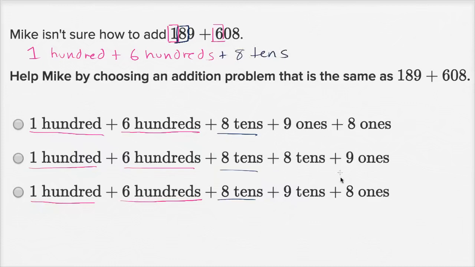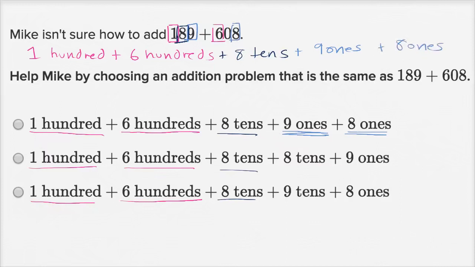Well, this is where they all start to be a little bit different. So let's go one by one. So this next one has 9 ones. Where are they getting that from? Well, in 189, the 9 is in the ones place. So it's reasonable to write 9 ones. And then finally, they have 8 ones. Where did they get that from? Well, in 608, the 8 is in the ones place. So it's 8 ones. So this first choice is looking quite good.